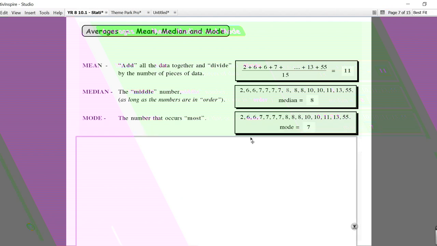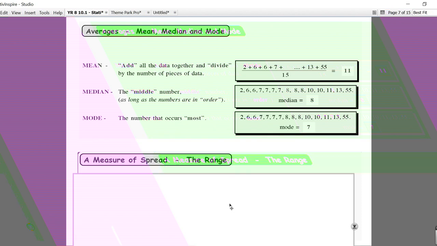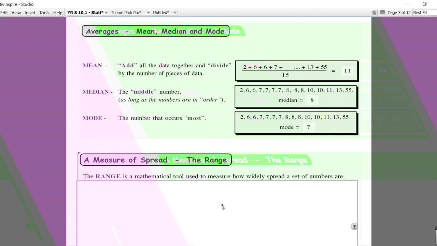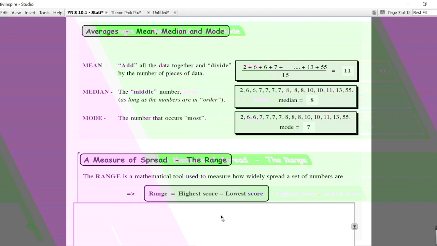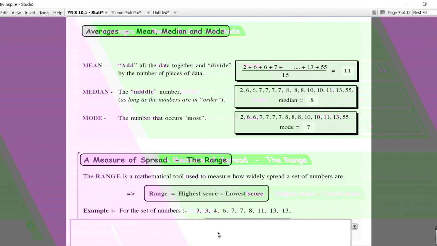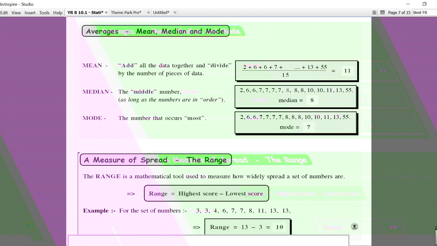The mode is the most frequent number. Again, it's always a good thing to rearrange in an ascending or descending order, which will facilitate the calculation. And finally, the range is a measure of spread and is the difference between the highest and the lowest of the scores. So again, it's good to rearrange, and then you can find the difference between 3 and 13, and you get 10.